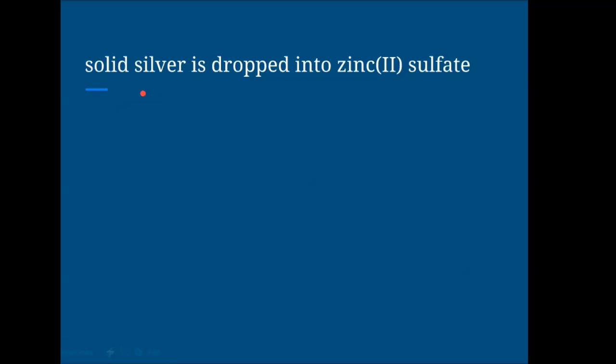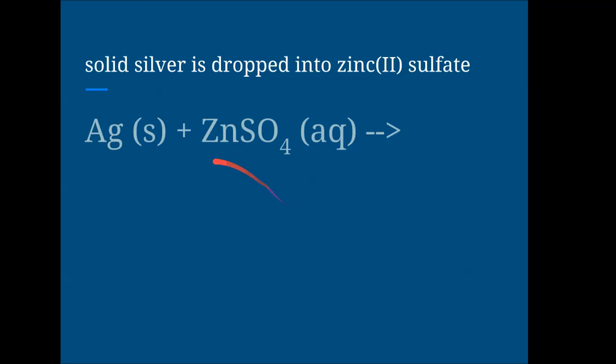So here's an example reaction. Solid silver is dropped into zinc 2 sulfate. The first thing you'd want to do is write out an equation. So solid silver, that's Ag, zinc 2 sulfate, that would be ZnSO4. And you'd need to check your activity series.